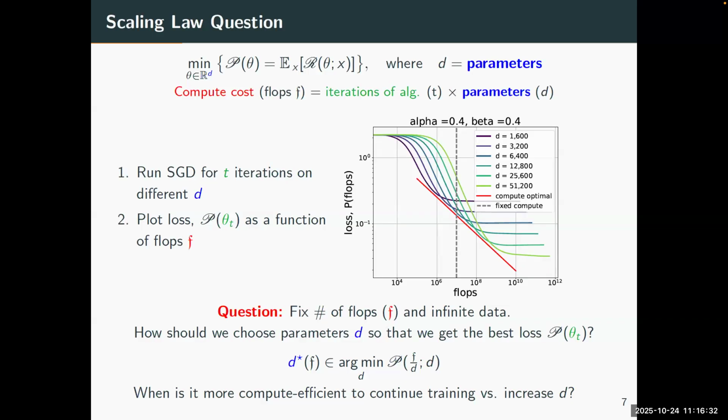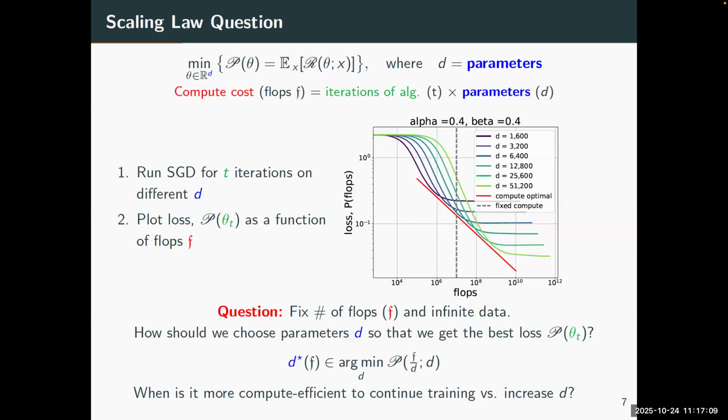So you say, okay, I can increase D. Let's say I go all the way up to 51,000. Well, 51,000 is great. I have a lot of expressivity, and I can get to really low loss values, but now every iteration costs me a lot more. Because I'm fixing my flops, I can't actually run the optimization algorithm for very long. I'm restricted in that regard, so I don't ever even make it down here. You can see that the optimal D is somewhere around, I think, 1200 or 6400. I forget which one.